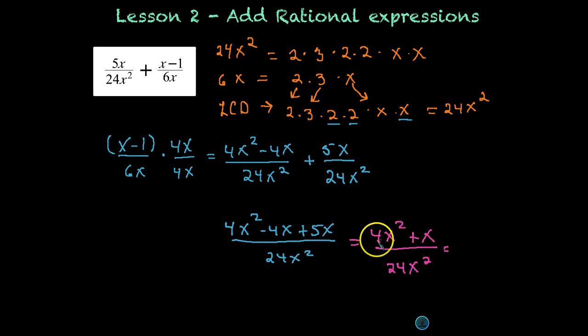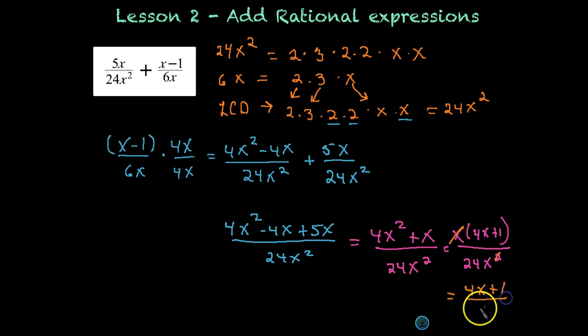Okay, if we look at our numerator, once we've combined everything, you can look at refactoring things out. Notice that we have an extra x that we can factor out from both, which would leave us with 4x plus 1. And on the bottom, we actually have 2 x's. If we wanted to simplify, we could simplify by taking this x and dividing it into this x, so taking 1 away. Our final simplified answer would then be 4x plus 1 over 24x.